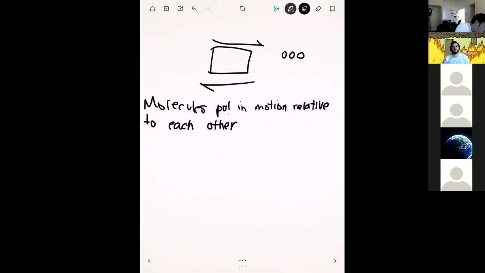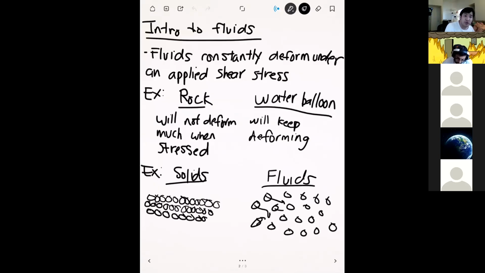So if I draw a couple layers here, when this is exposed to shear stress, what's going to happen is that this top layer will move to the right, and this bottom layer will move to the left. Because you have this relative motion of molecules, you have something like this situation right here, and that's what's going to cause it to flow.